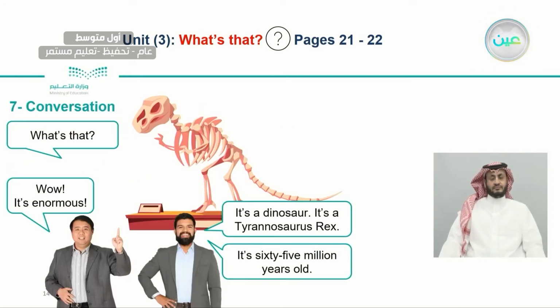Also in the conversation, we were listening to a conversation between two men in the museum. One of them was the guide. What's that? It's a dinosaur. It's a Tyrannosaurus Rex. Wow, it's enormous. So you can use some adjectives. Okay?